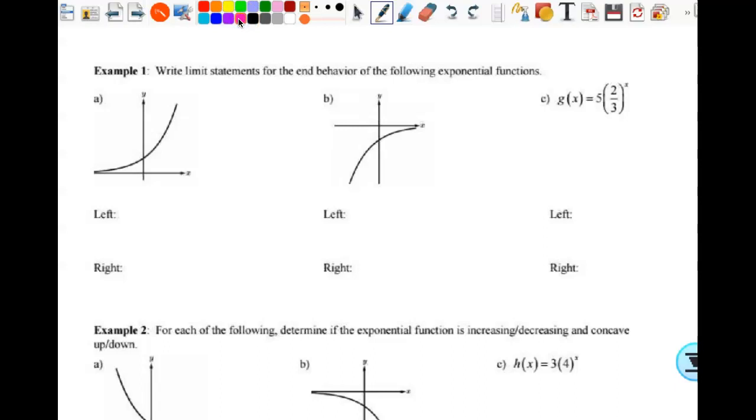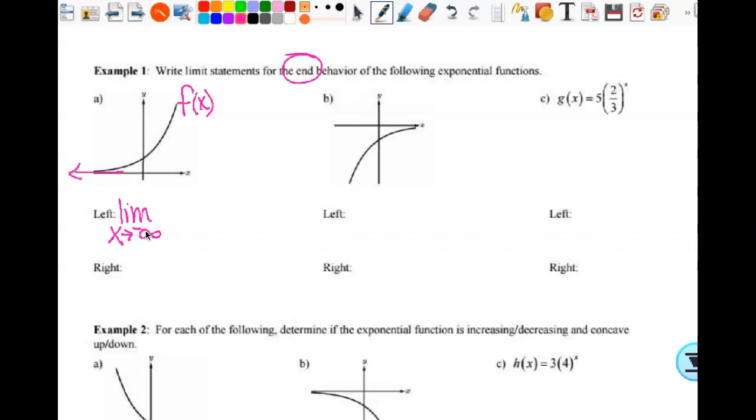All right, so it says to write the limit statements for the end behavior. This doesn't have a name. We'll call this f of x. So the left end behavior, going to the left, and it is end behavior. We're ending, well, we don't really end because we're going to infinity, but this is the limit as x approaches negative infinity. So let's talk about how we write this real quick.